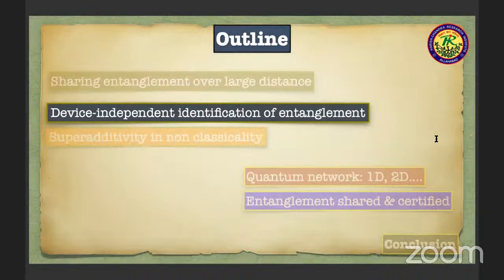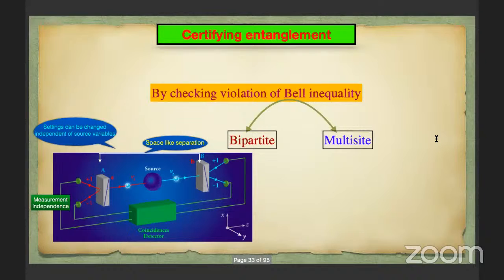So before going into other details, let's discuss what are the tools that I'm going to use to identify or detect entanglement in the shared state. I will certify entanglement by checking violation of Bell inequality. And this violation of Bell inequality I will calculate for the bipartite scenario as well as the multi-site scenario.